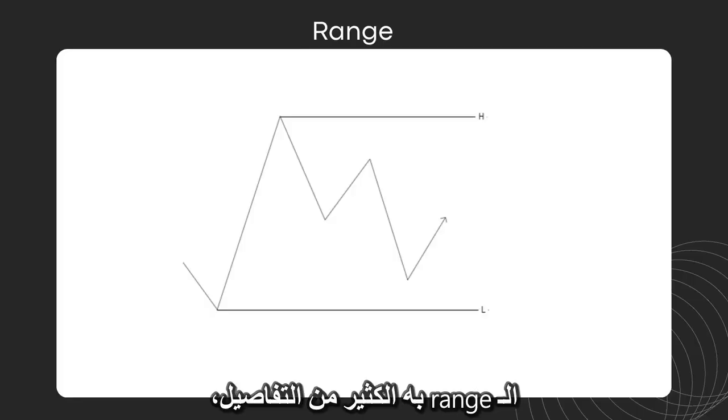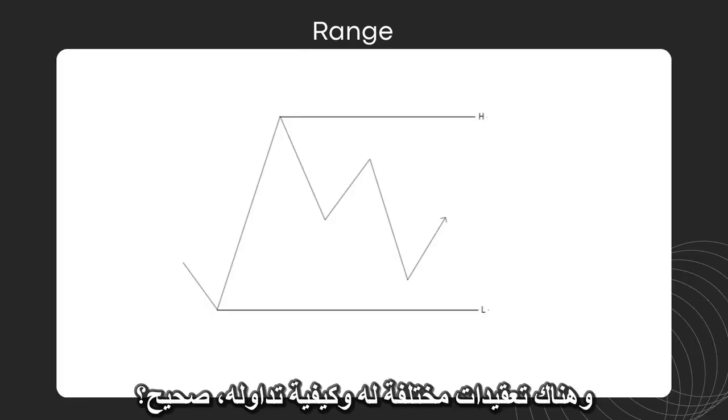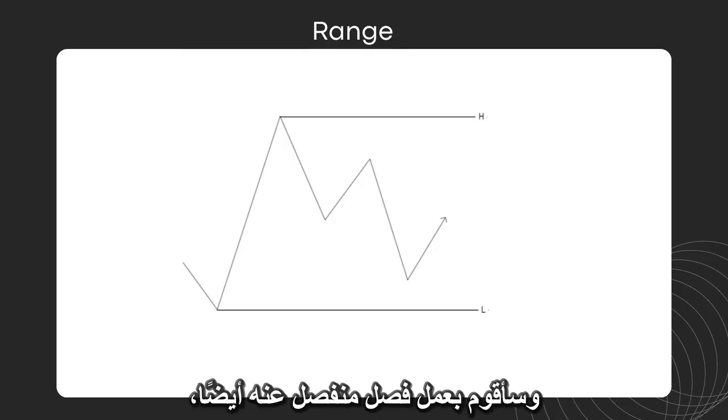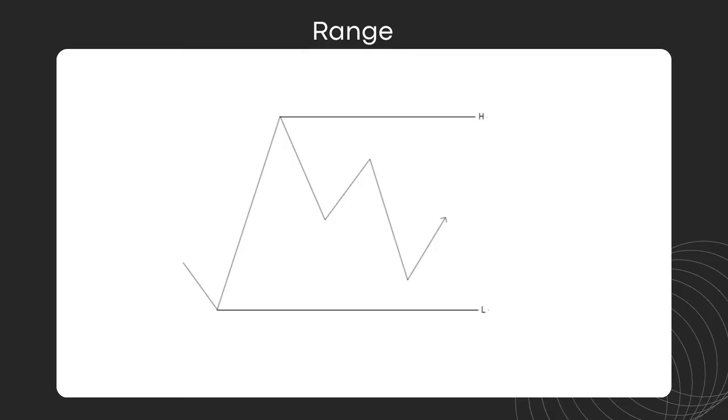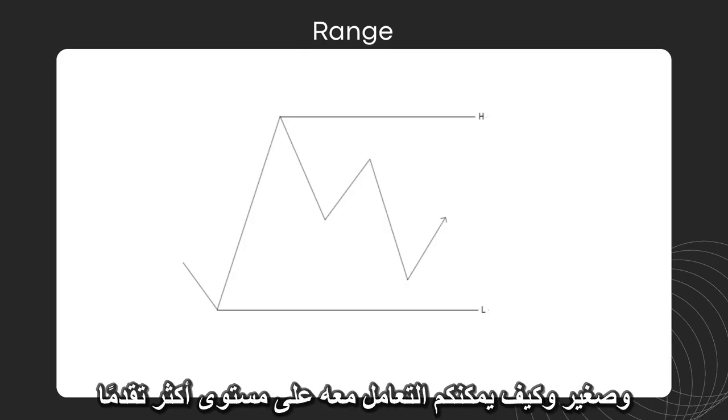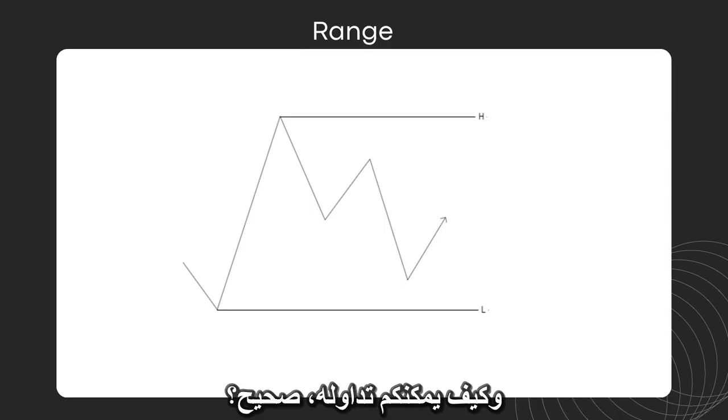Now range has a lot more details and there are different intricacies to it and how you could trade it. I'm going to be making a separate chapter on it too, discussing everything about range, and how it looks and how it works on a basic and minor level, and how you could approach it on a much more advanced level and how you can trade it. I'm going to be making a separate chapter on it in later levels of CPI. So yeah, okay.